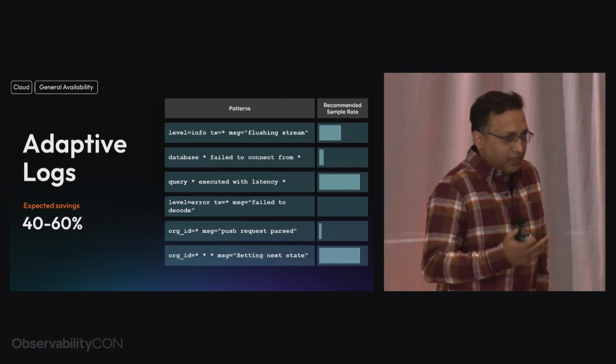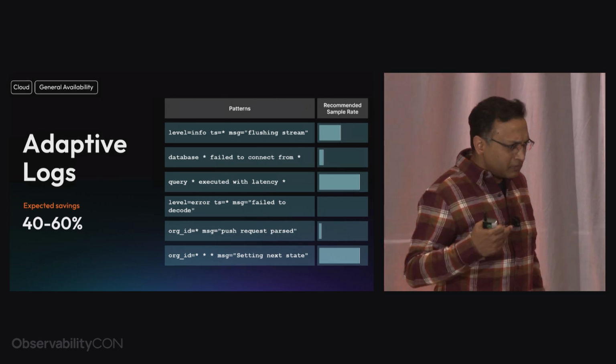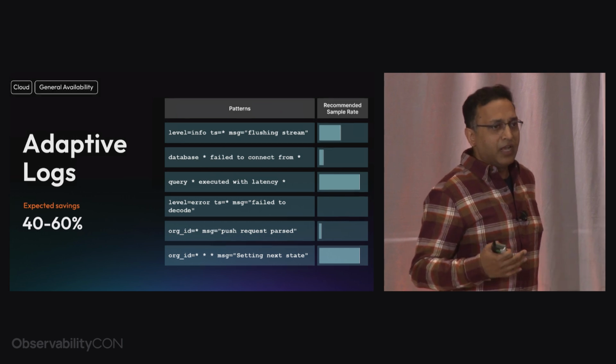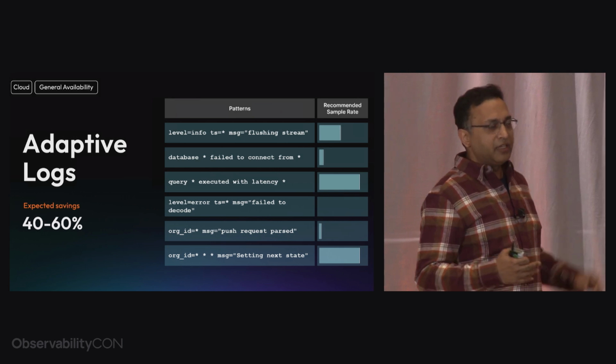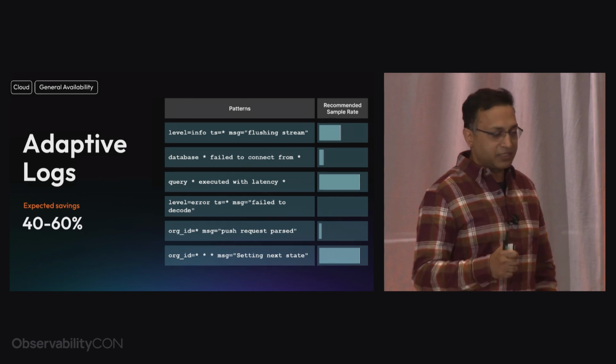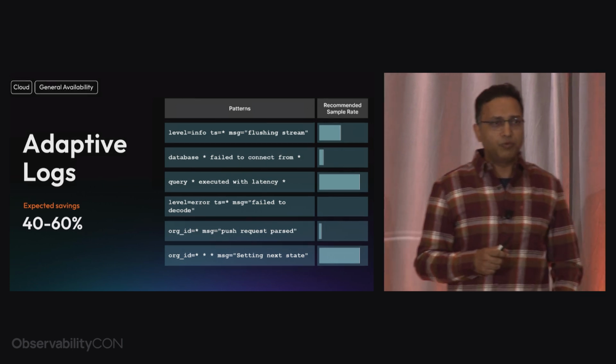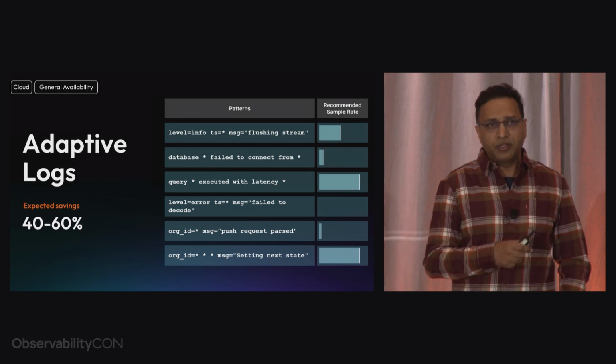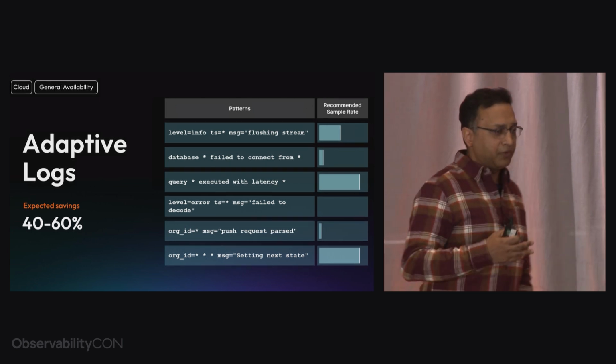So that's the idea of Adaptive Logs, with very similar principles. We literally went GA at ObsCon New York City last year, and it's been on fire. A lot of customers are loving it. There are almost 200 customers already on it in production, saving at least 20 to 40%.